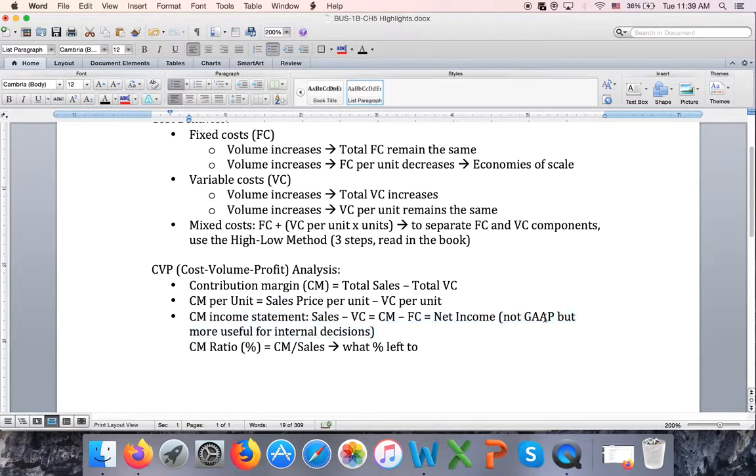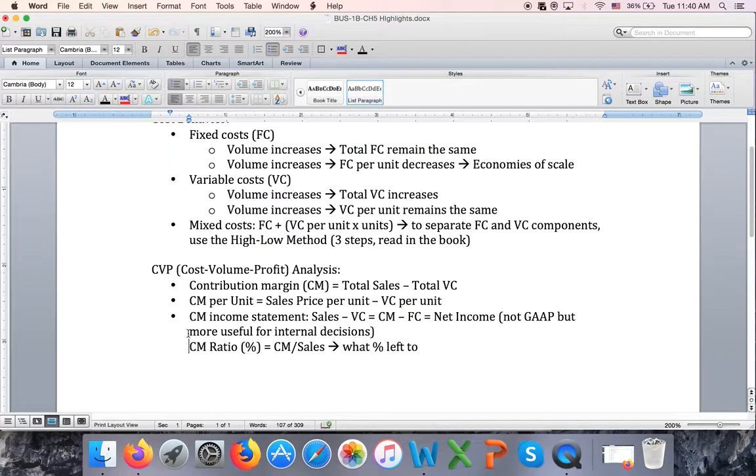It's not GAAP, it's not allowed to be filed for external users, but managers find it much more useful. So the format is different. It's simply sales minus variable costs equals contribution margin. Then we subtract fixed costs and we get net income. In the regular income statement, we go sales minus COGS equals gross profit, minus operating expenses equals net income. Net income will be the same, but the format and how we classify costs will be different.